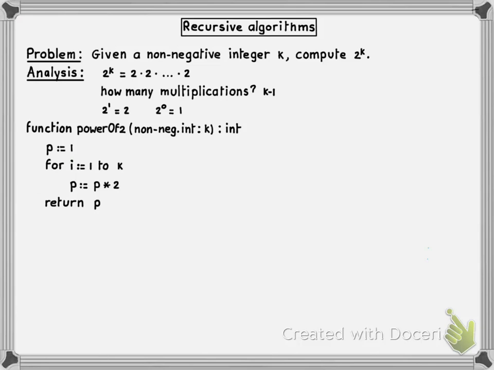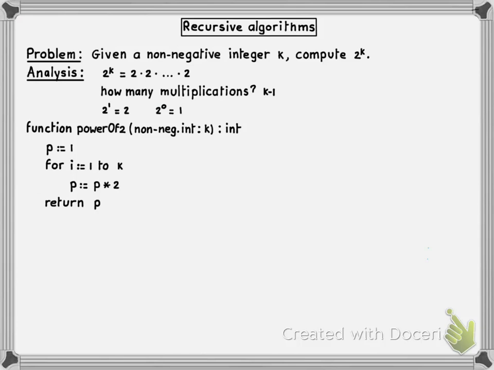So let's try to design a recursive algorithm for this same problem. Remember that a recursive algorithm to compute this function of k, say f of k, would be an algorithm that calls f on a smaller value for k, for example, k minus 1. So one way to analyze this problem to exhibit a recursive formulation is to rewrite this product, which we can call f of k, to exhibit the term f of k minus 1 inside of it.